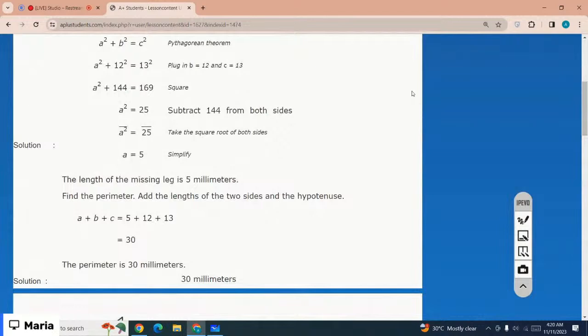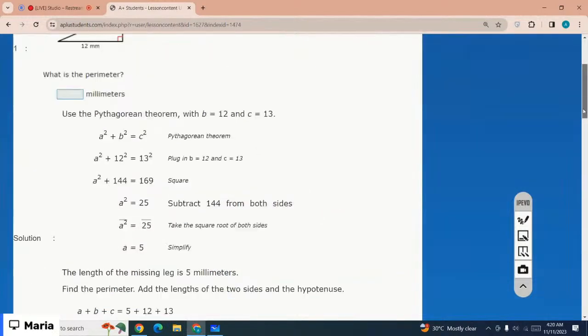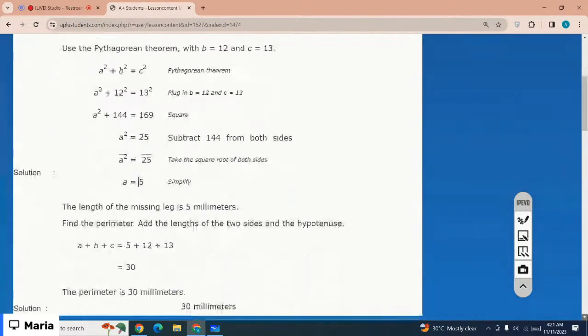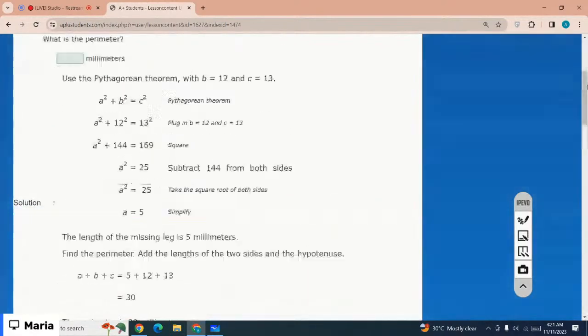So one of the side lengths is missing. Calculate the third side length and then add up all the side lengths. Basically, the triangle is a right angle triangle. You have to find the missing side length using the Pythagorean theorem. So here the missing side length is 5, right? Now you have 13, 12, and 5. So you have the lengths of all the sides. So for the perimeter, you just have to add them. Got it?